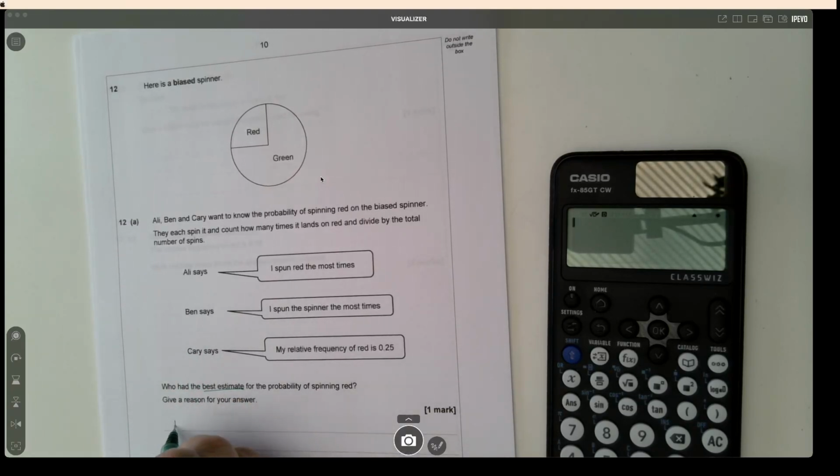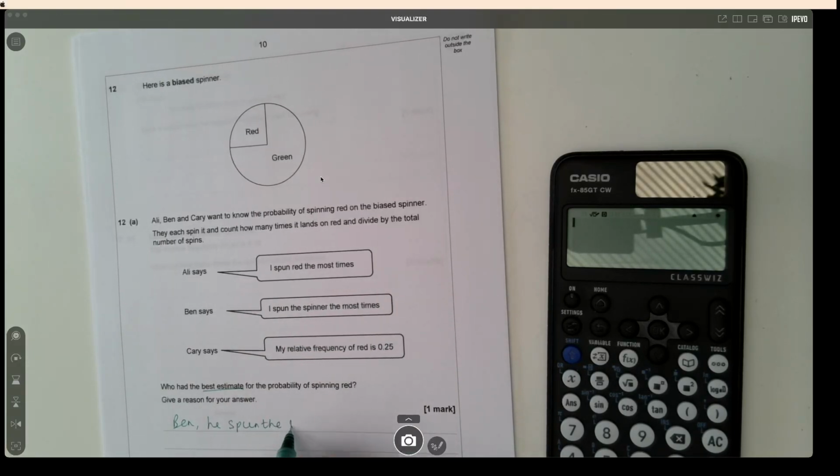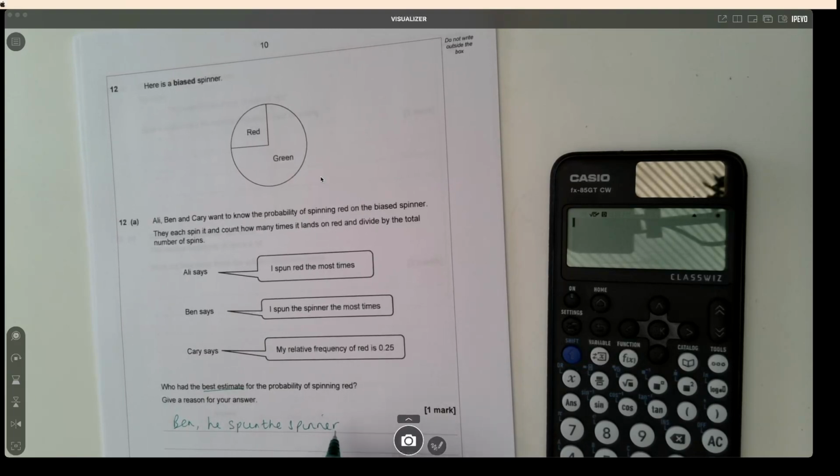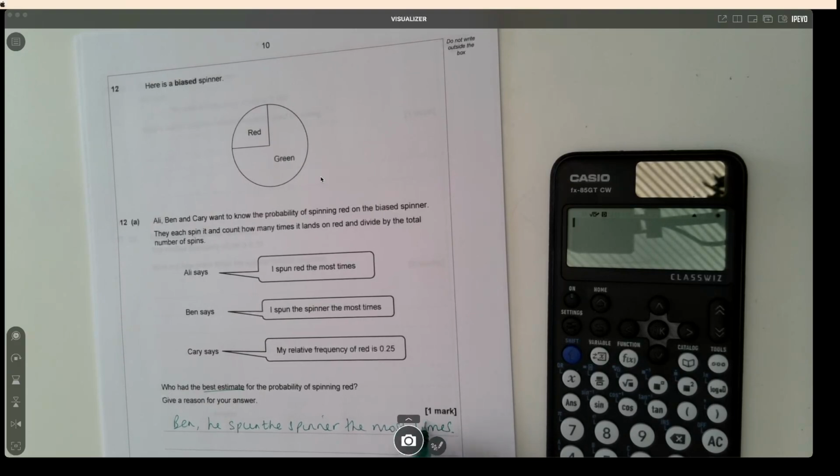So Ben has the best estimate because he carried out the experiment the most times. The more times you carry out an experiment, the more accurate the results are going to be. So he spun the spinner the most times.